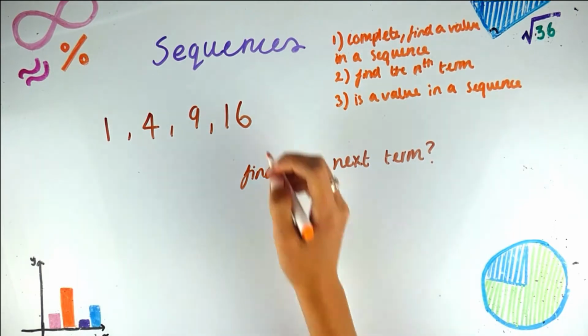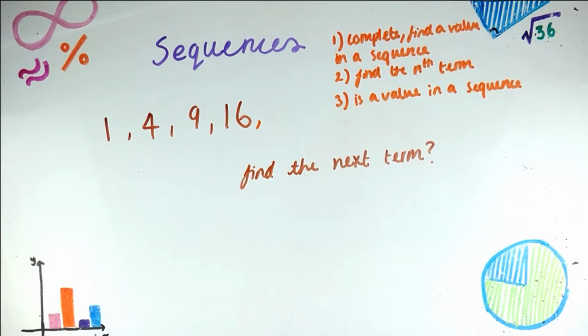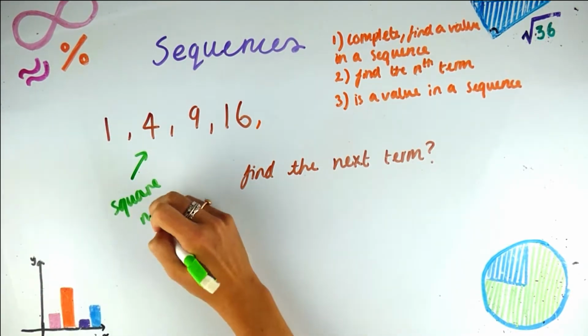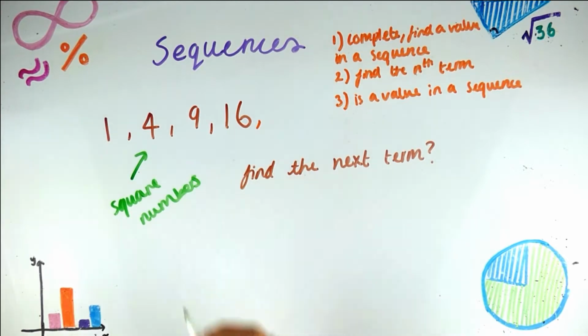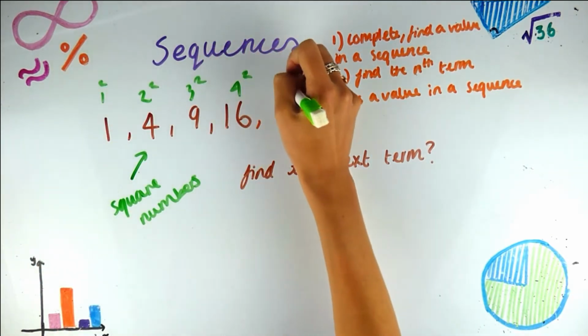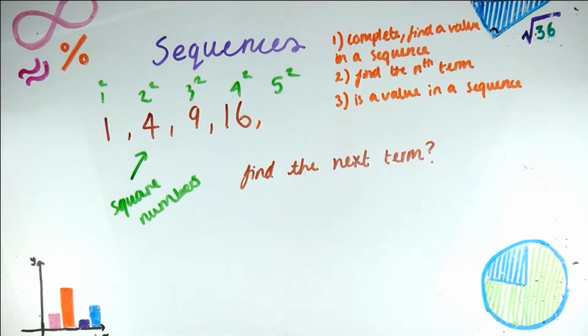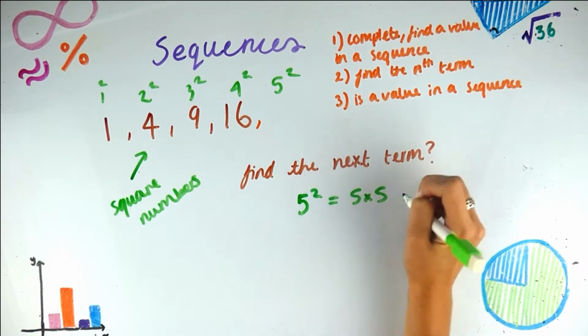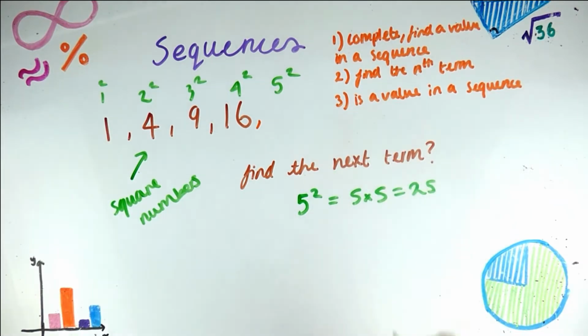So we look at that and we think, well, what's going on? And we can recognise, this is one they often do, that these are all square numbers. The first one being 1 squared, this is 2 squared, this is 3 squared, this is 4 squared. So our next term here is going to be 5 squared, which is 5 multiplied by itself, which is 25. So that's an example of a number 1. We'll do another one.